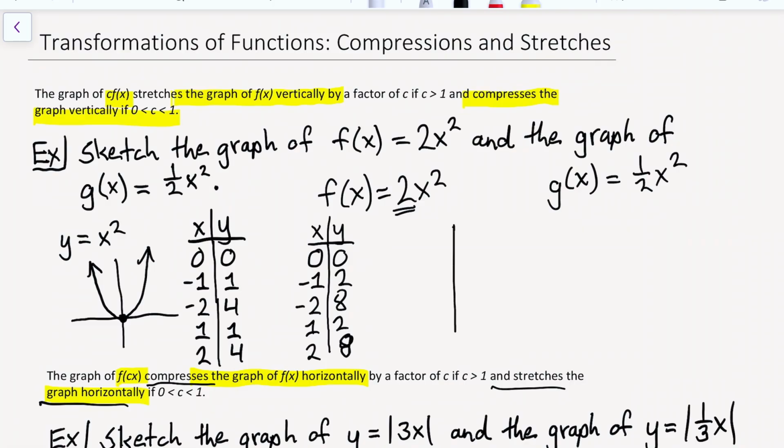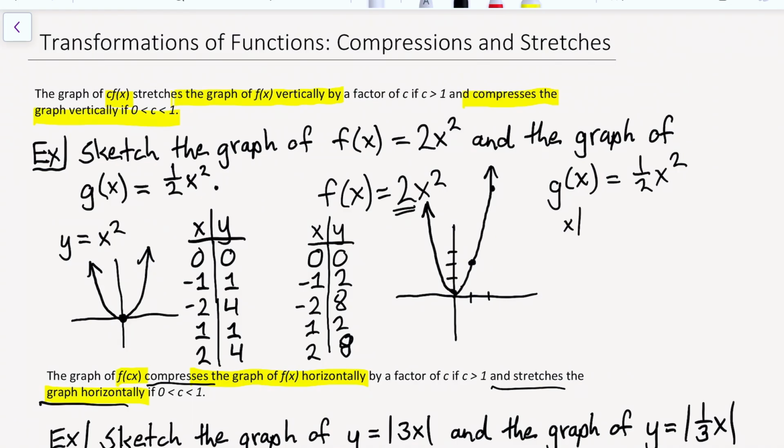When I sketch this graph, it will be a much steeper function than the toolkit function y equals x squared. So it passes through negative 1, 2, and 2, positive 8. That's way up here on the graph of the function. We end up with a function that looks something like this. So that parabola was taken and it was stretched vertically by a factor of 2.